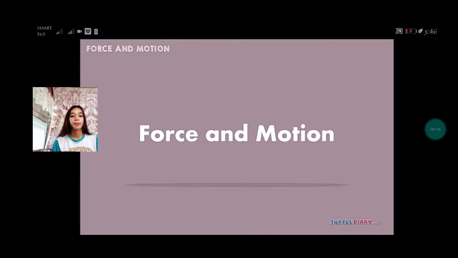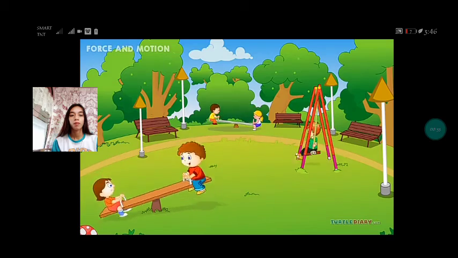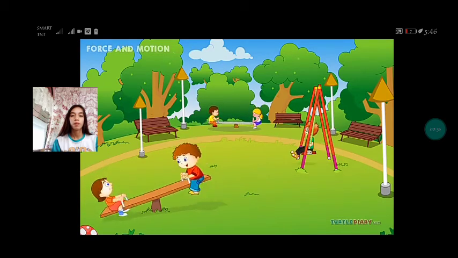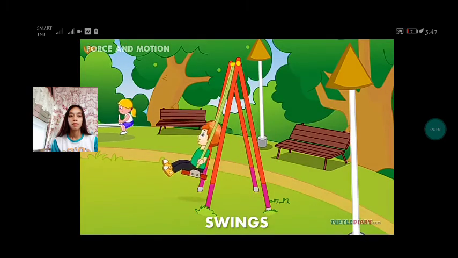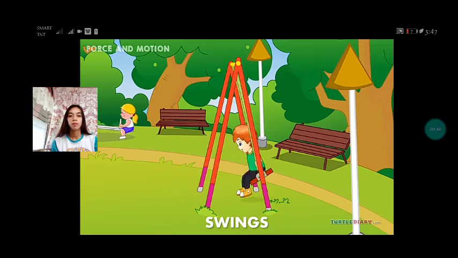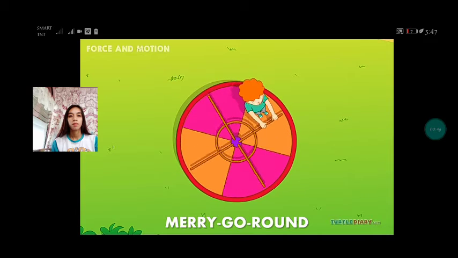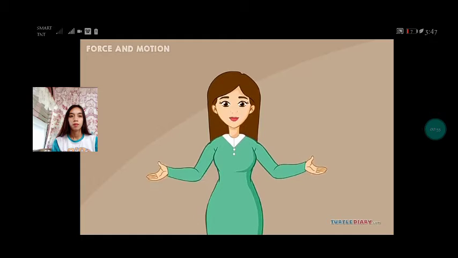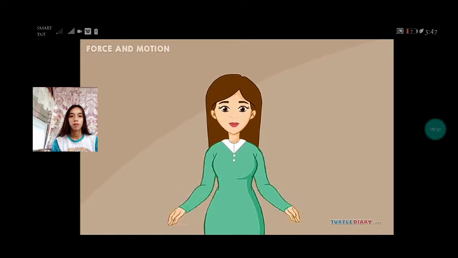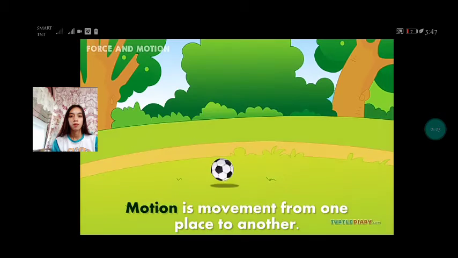Force and motion. Imagine you're playing in a playground. Think of all the things around you that can move. The seesaw goes up and down. The swings go back and forth. The merry-go-round goes around in a circle. There are so many ways in which things move. Everything we just described is a type of motion. Motion is movement from one place to another.